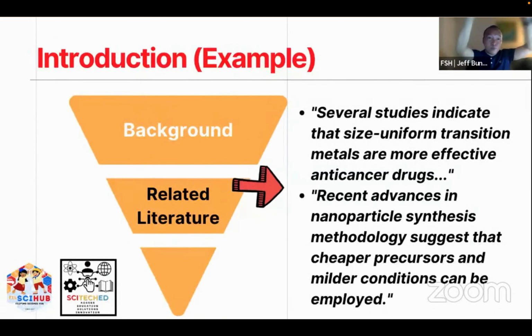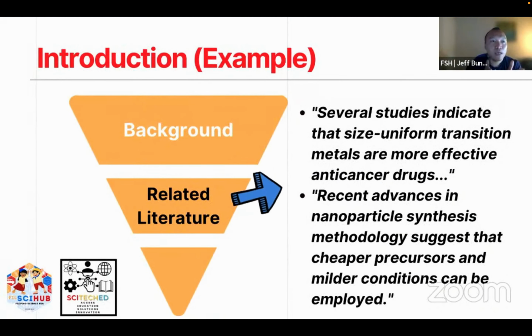yung introduction, yung first part ninyo talked about anti-cancer drugs, and then now you're talking about a specific attribute of nanoparticles, so size and uniformity of shape. And then after that, pupunta ka naman doon sa, okay, a very critical aspect of those size and shape uniform nanoparticles is mahal. So, segue ka naman doon sa, merong recent advances na mura yung approach. So again, mas narrow ng narrow yung context ng discussion.